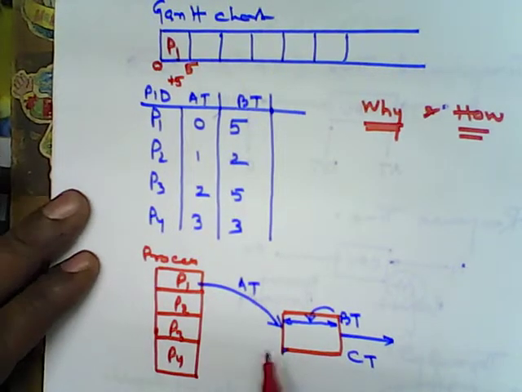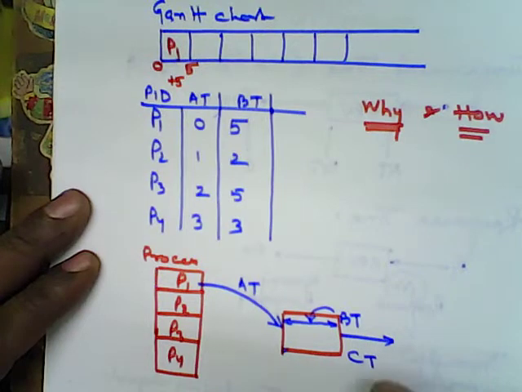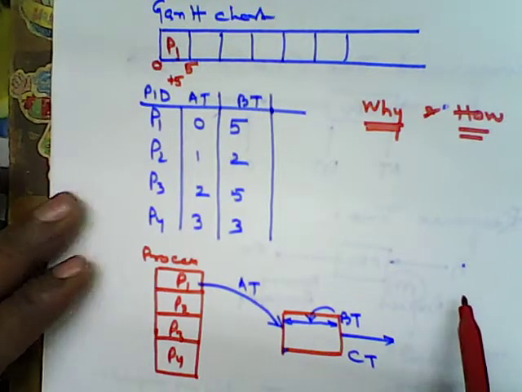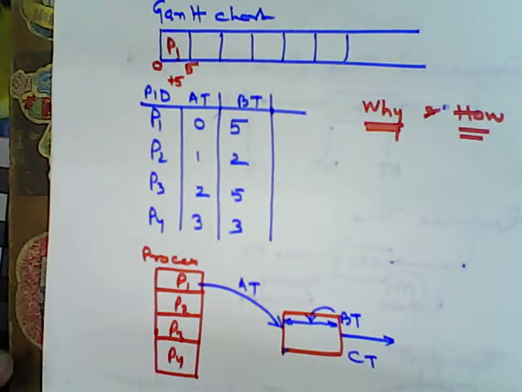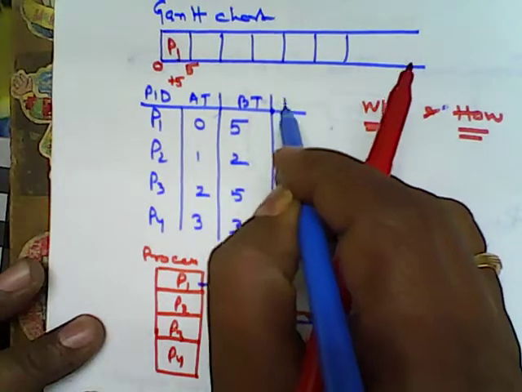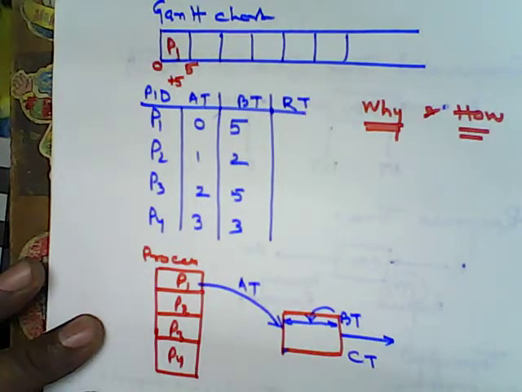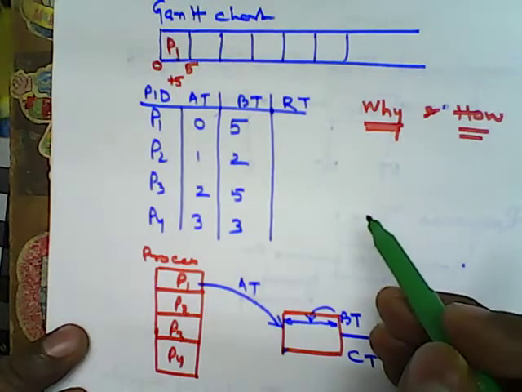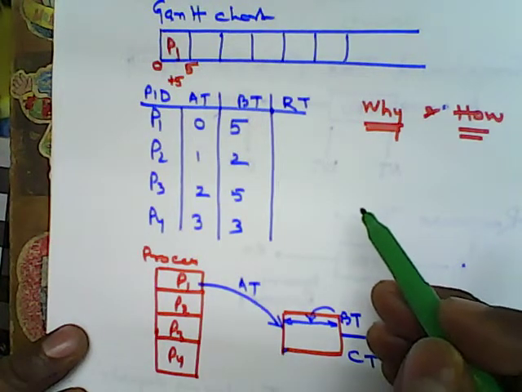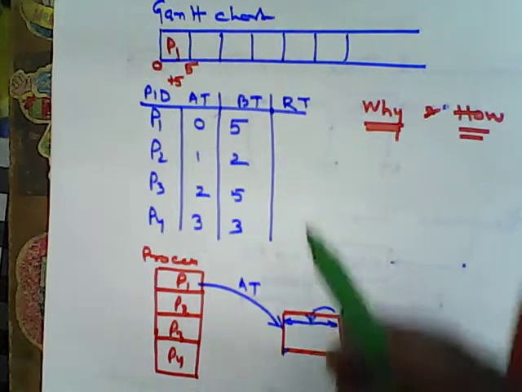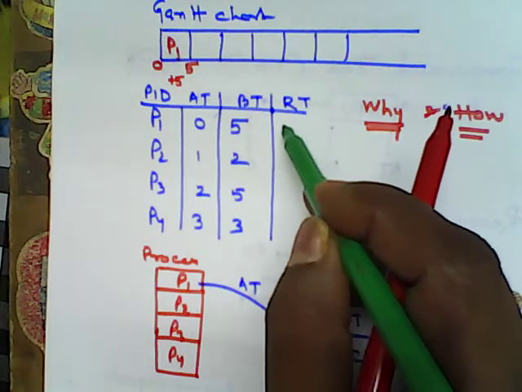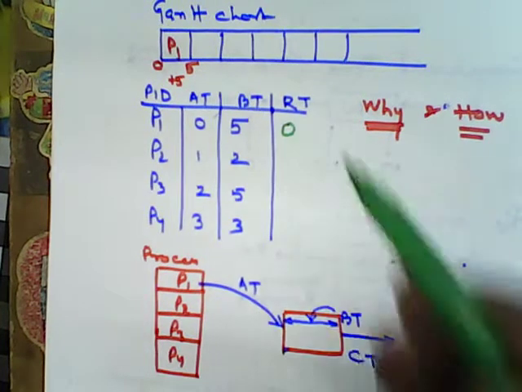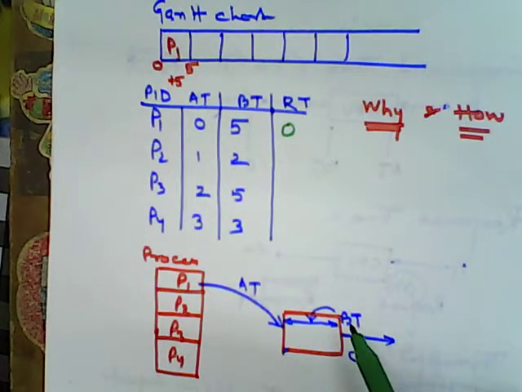So I can put another terminology, that is remaining time, RT. RT stands for remaining time. So let's make it in an easy manner. If I am processing 5 units of time, what will happen? It will produce here 0. I am considering a simple case without any particular algorithm, 0.